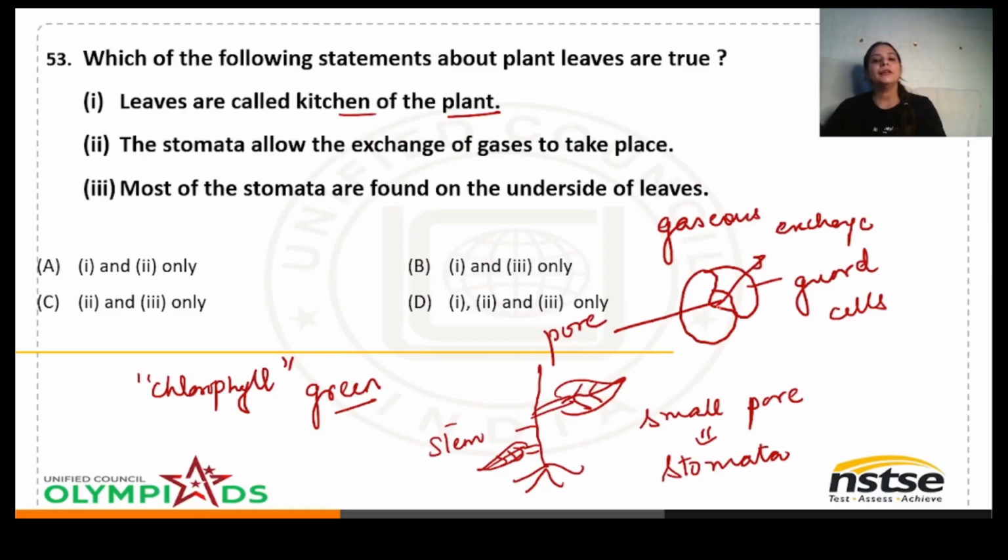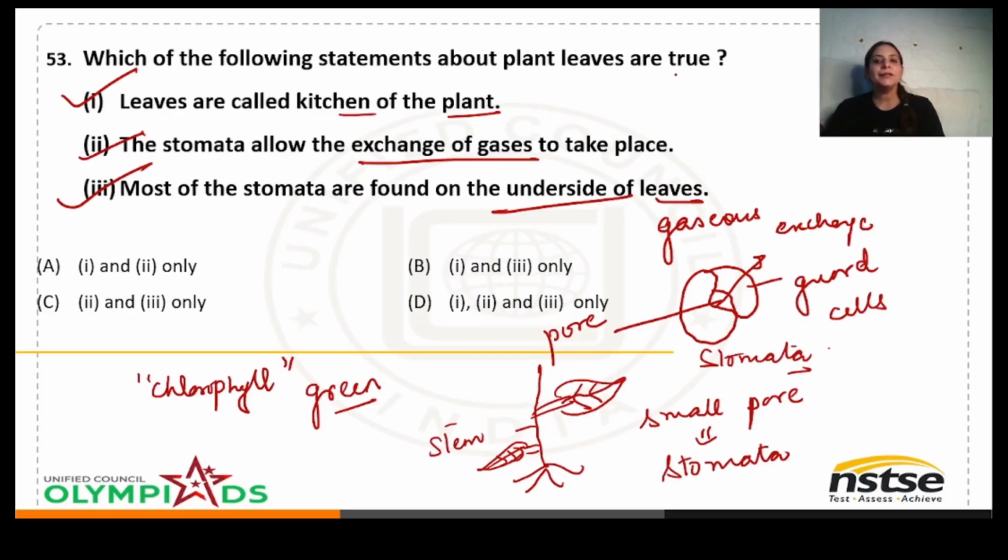Okay, so this complete structure is called stomata. Where are they present? They are found more on the underside of the leaves. They are called the kitchen of cells because they have chlorophyll most of the time, and food preparation occurs in leaves. Stomata allow exchange of gases. I told you, whenever the pore opens or closes, it allows the exchange of gases. Most of the stomata are found on the underside of the leaves.